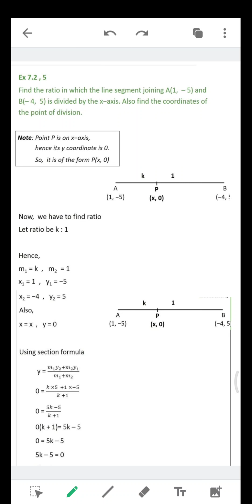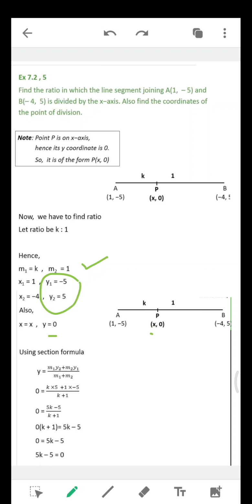So using the formula (m1 y2 + m2 y1)/(m1 + m2), substituting all the values, m1 and m2 are k and 1, and y1, y2 are -1 and 5. Substituting all the values, y is 0. If you go with the x part, you will get x is equal to x, so you may not get the value of k there. That is the reason we should compare with y.